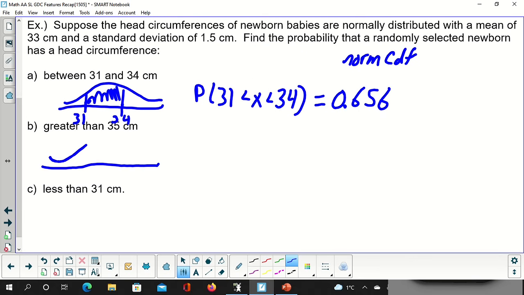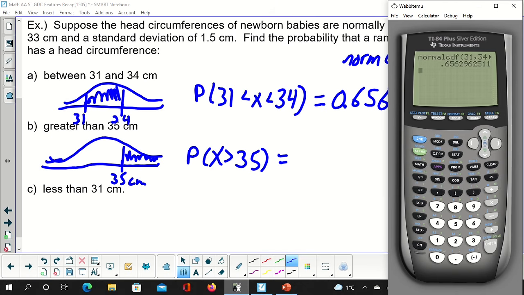The next question asks, well, what's the probability that it's greater than 35 centimeters? So I think it's really important in these ones to draw a little picture. We're again looking for an area. So what is the probability that that head circumference is bigger than 35? I'm going to go through the same process. Second, vars for distribution. Normal CDF. This time the lower bound is 35. And the upper bound actually doesn't have a boundary. So what I'm going to do is just tell it it's really, really big.